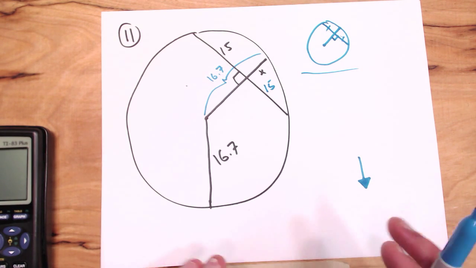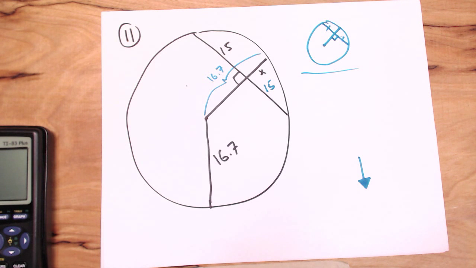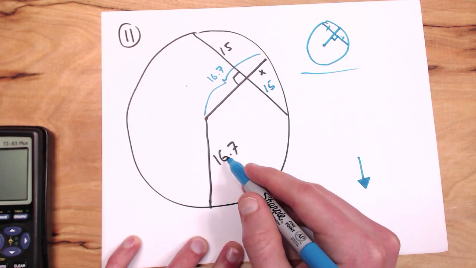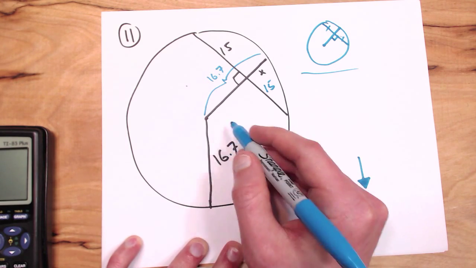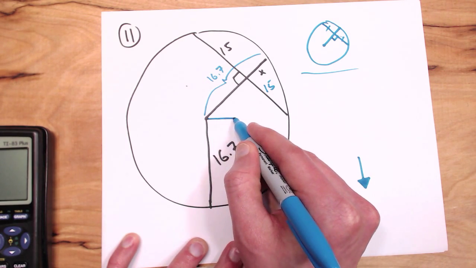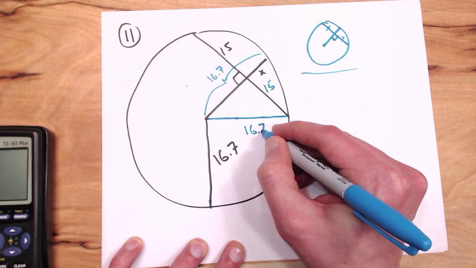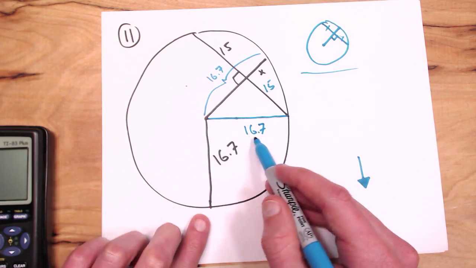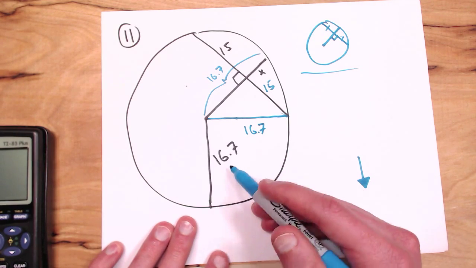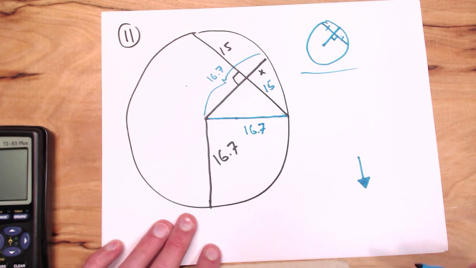I think now we're going to have to get a little bit sneaky, and there's probably more than one way to solve this problem, and that's fine. You may think of another way. If you do, fantastic. Here's my way. I'm going to draw another radius right here. My circle isn't drawn that well, and that's okay. So here is another radius, and its length is 16.7, just like this radius. We know that all radii have the same length.